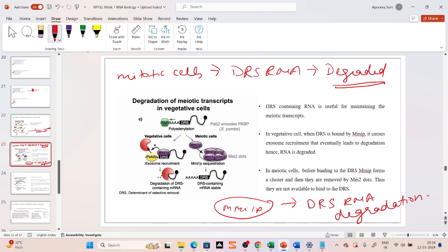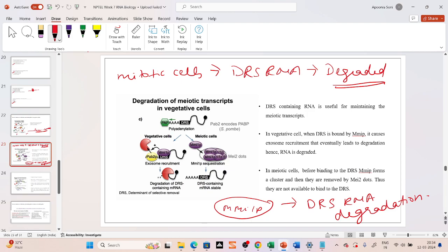But in meiotic cells, what happens? These Mmi1p, first all the Mmi1p come together, and then another protein which is known as Mei2 dots comes and they remove the whole cluster of Mmi1p. So Mmi1p is not able to bind the DSR sequence, and hence no degradation takes place.